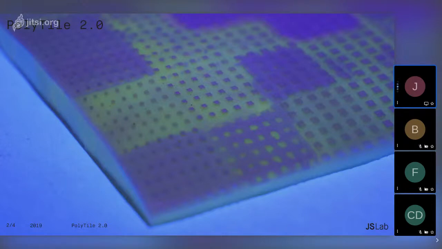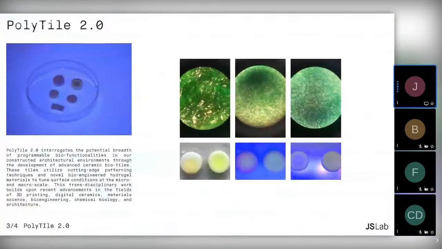So this is a typical 5-inch by 5-inch tile. It's been 3D printed with microtexturing to facilitate the hydrogel that is coated on the substrate, where we're also controlling particular signatures and the fluorescence that you can see here.